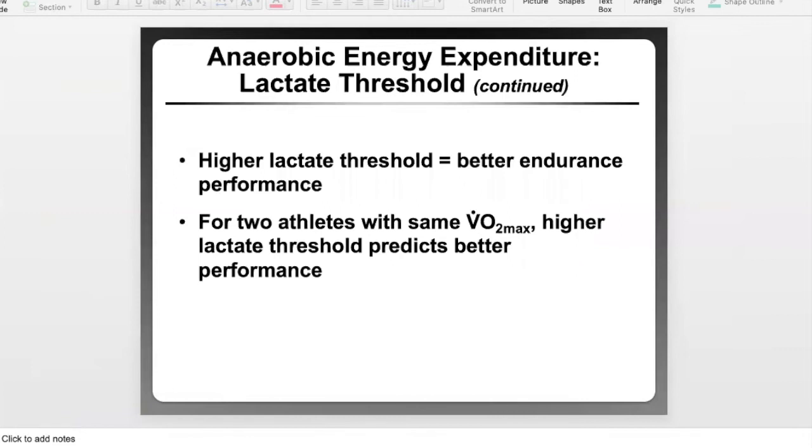So the higher the lactate threshold, the better the endurance performance. All right, so you can take lactate threshold to predict performance.